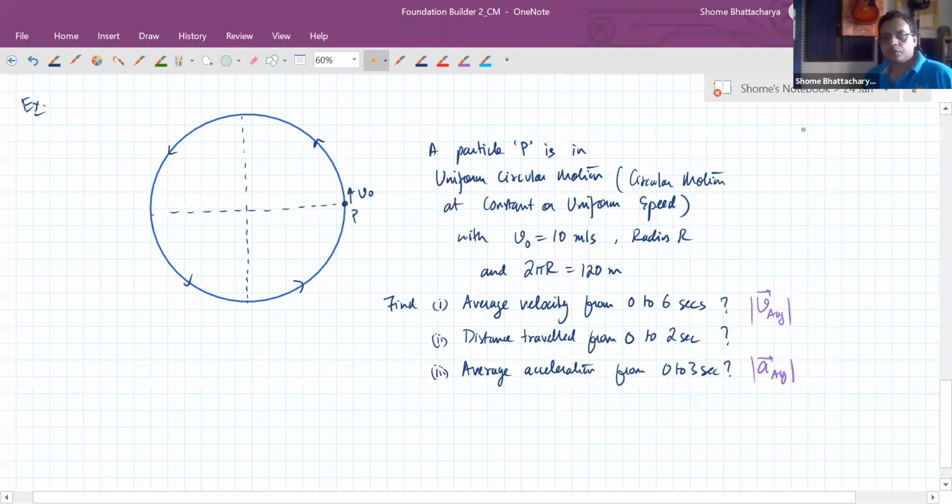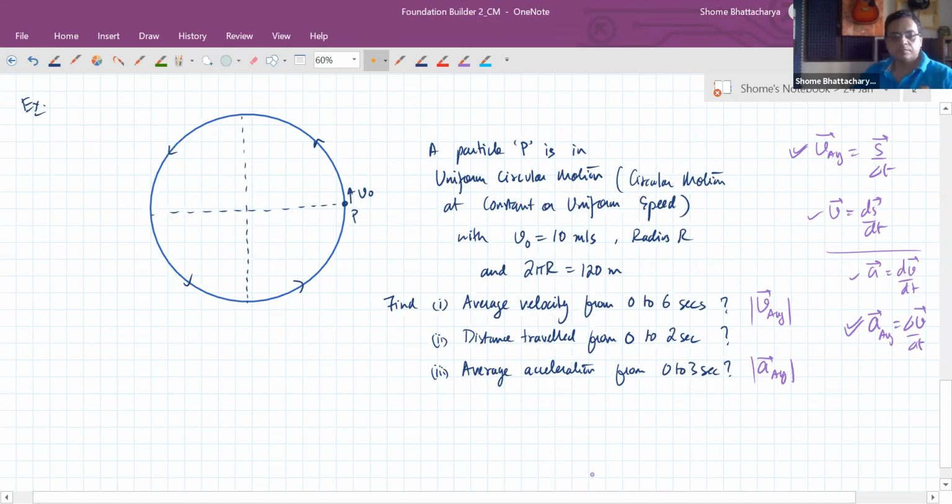Okay. So remember, what is average velocity defined as? It is defined as the total displacement divided by the total time. Instantaneous velocity is defined as rate of displacement with respect to time, but this is average. Just like that, instantaneous acceleration is the instantaneous rate of change of velocity with respect to time, but average acceleration is the change in velocity divided by the change in time. So you have to use these two definitions for the first and third part. Circumference is given to us and the uniform speed is given to us for covering the circular motion. So from that information, we have to calculate all these things.